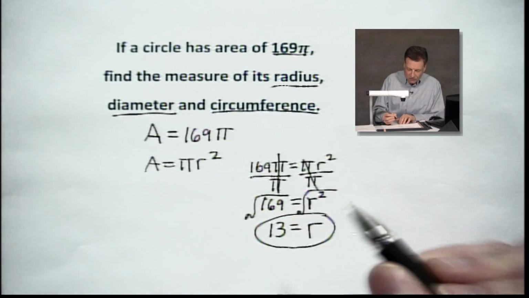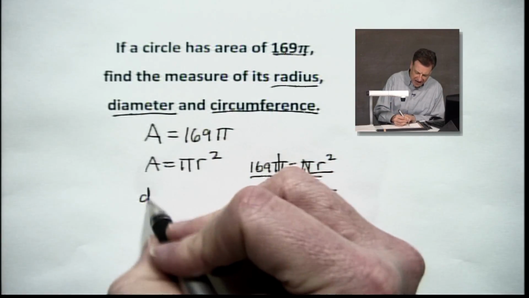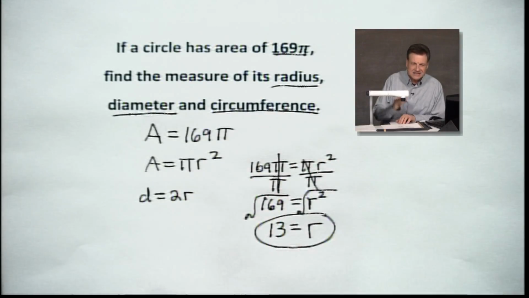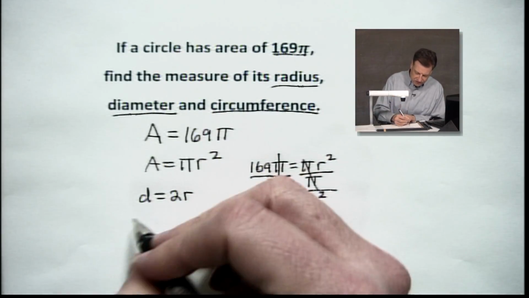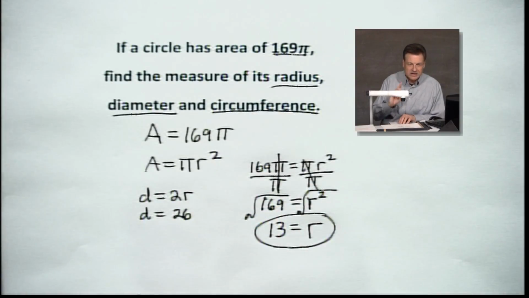And we're halfway there. You say halfway there? Oh, yes, because what is the deal between a diameter and a radius? It's 2 times the radius. Easy, easy money there. So the diameter equals 2 times 13, which will catch us up to 26.